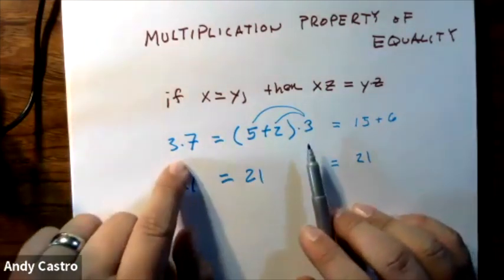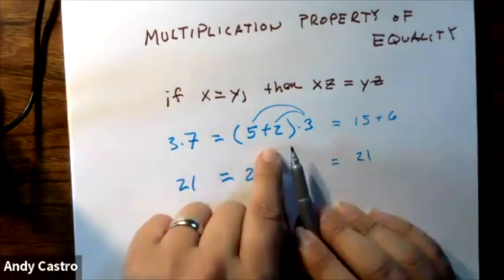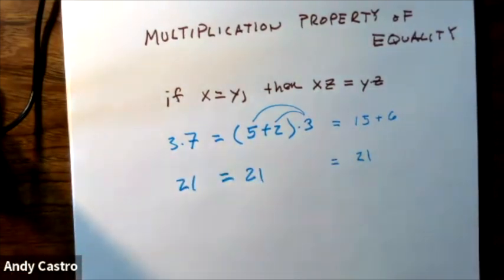So here we notice that if I multiply something on one side of the equation, I must multiply the other side of the equation by the exact same thing.